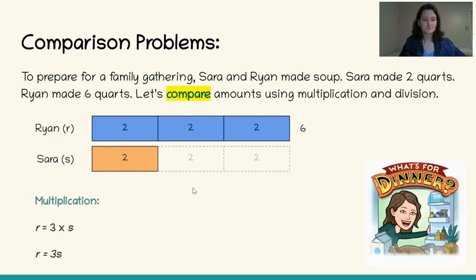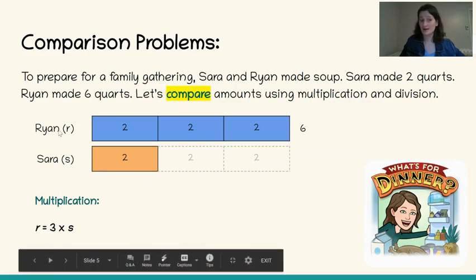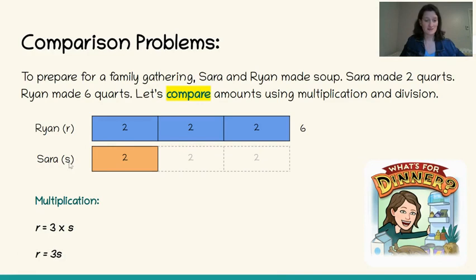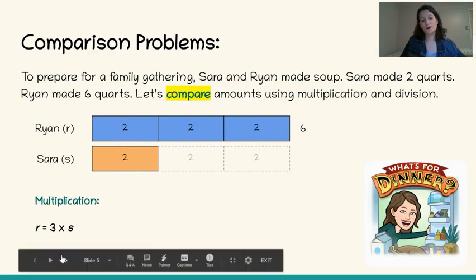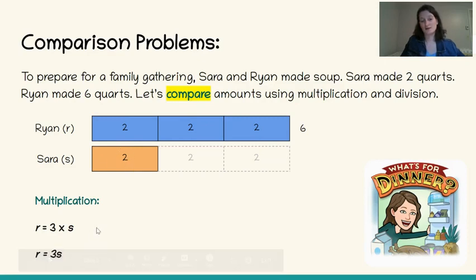So if we were to write a multiplication equation, we would say, well, R for Ryan equals 3 times S, which is Sarah. And we get the 3 by saying, well, there's 3 groups of 2, which is how many Sarah had. So 3 times S. We can also write that as R equals 3S.